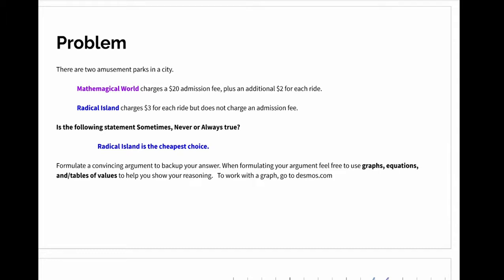But first, for the mathematical world, we need to come up with an equation. And this is going back to looking at word scenarios. But we can see that there's a $20 admission fee plus $2 for each ride. So the key thing here is this word each. Each ride means per ride, or for every ride we're adding $2. So this should indicate, right off the bat, a multiplier.